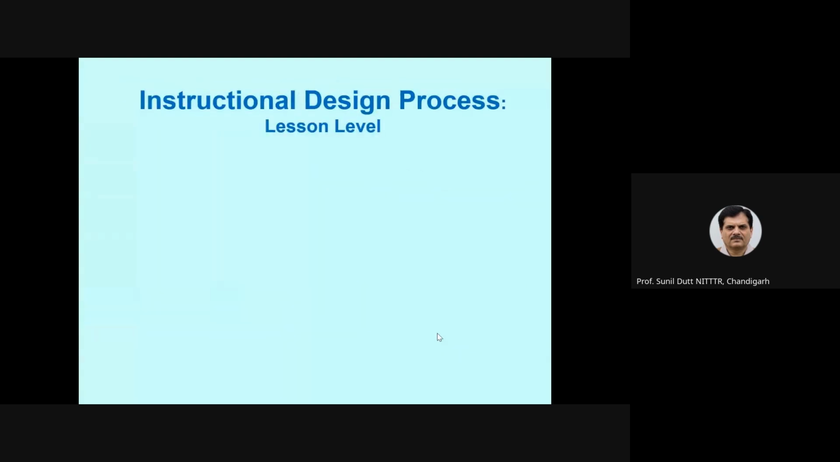Now, another activity which is required at the lesson level is preparing a lecture plan.